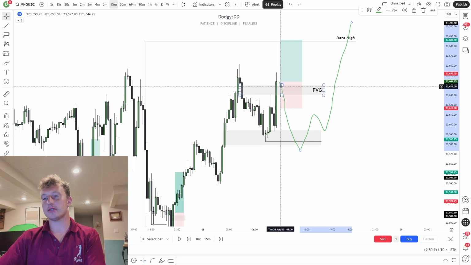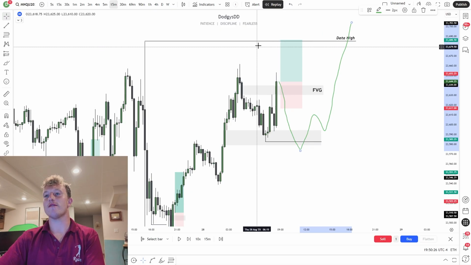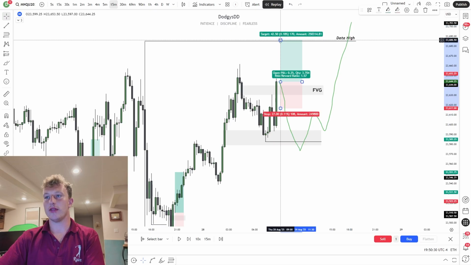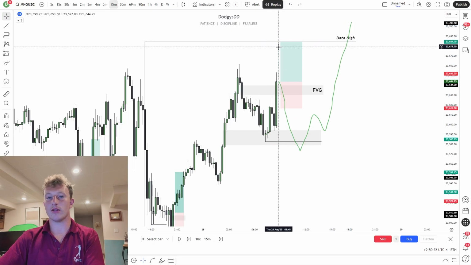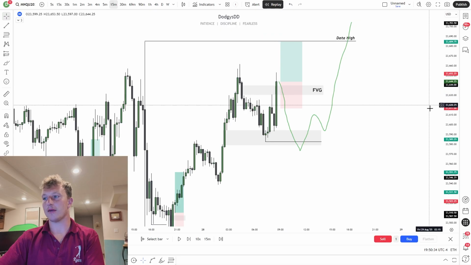You can't spam setups like this. It has to be when you have a very, very obvious draw on liquidity. There's no thinking about the draw on liquidity. You just know we're going to go there. That's the only time this is okay.